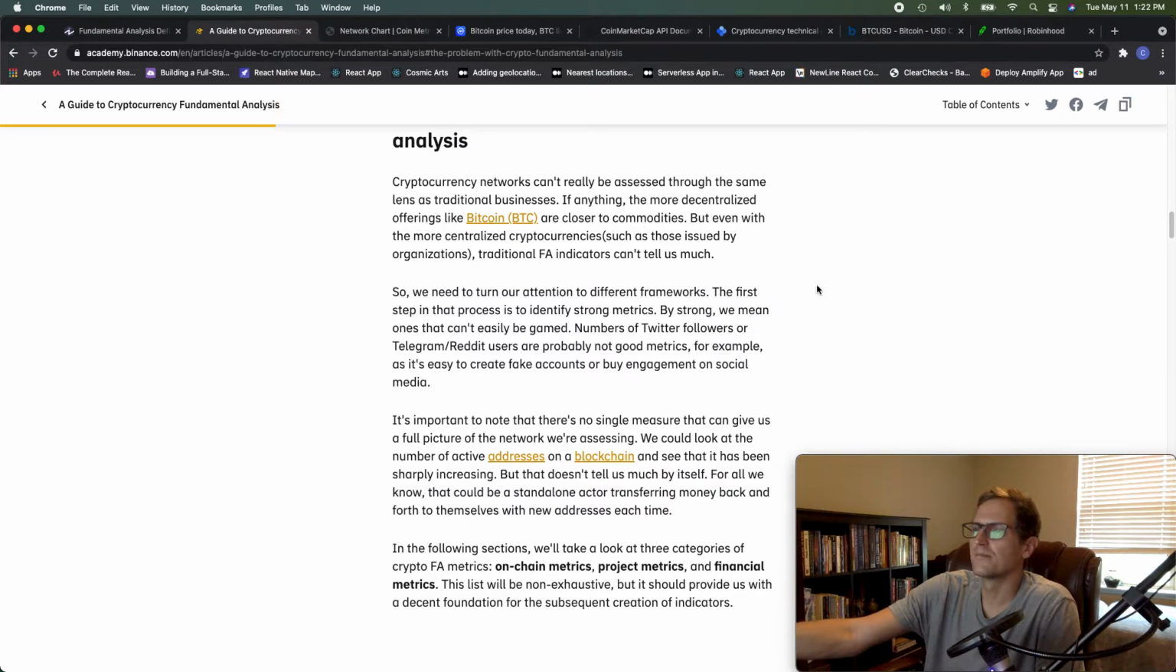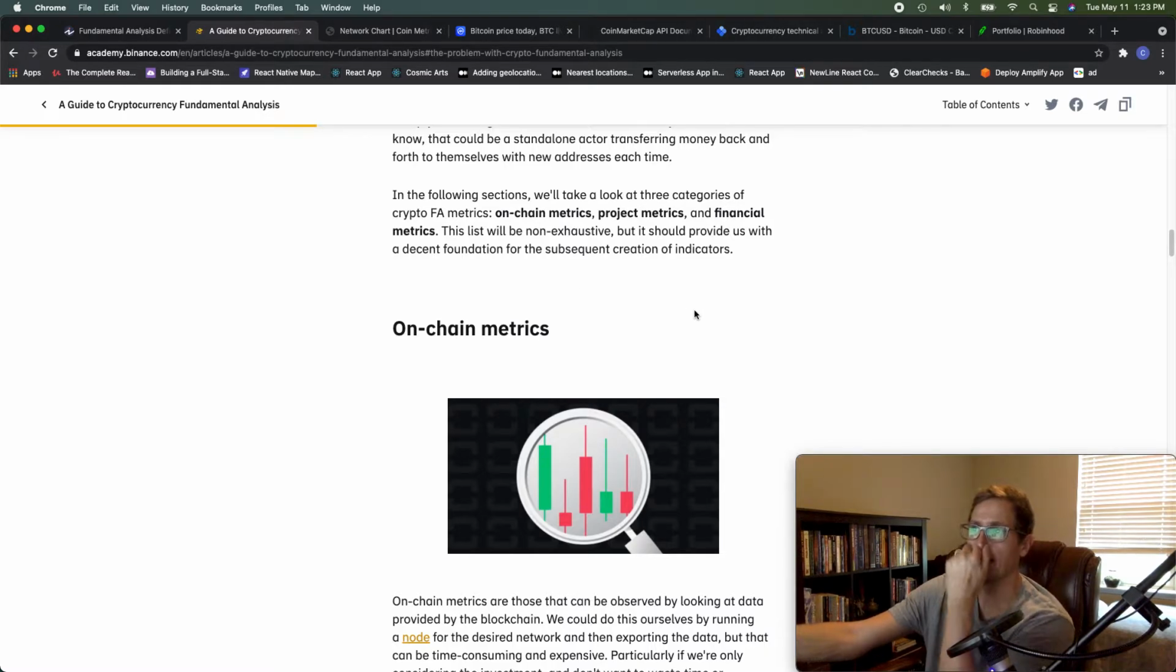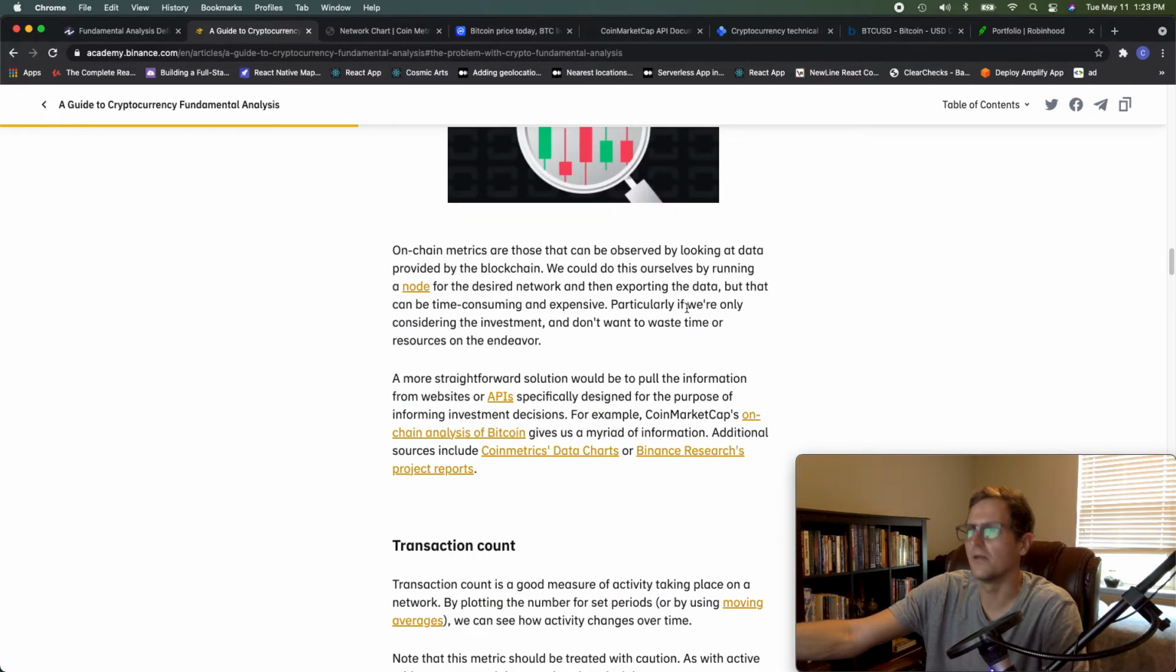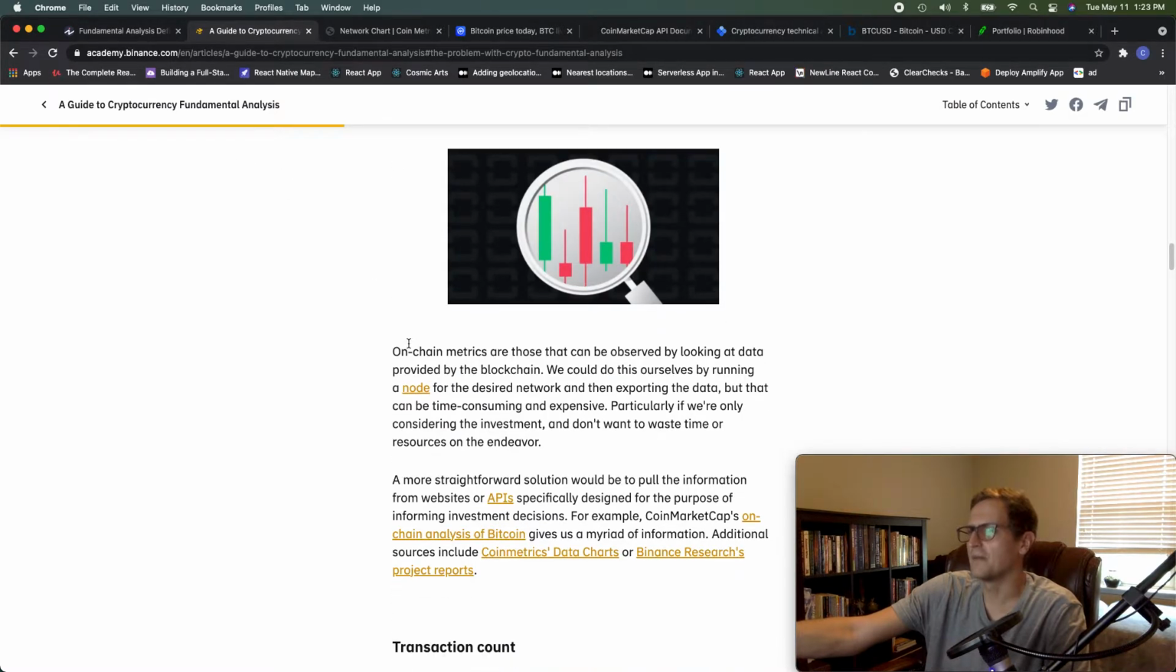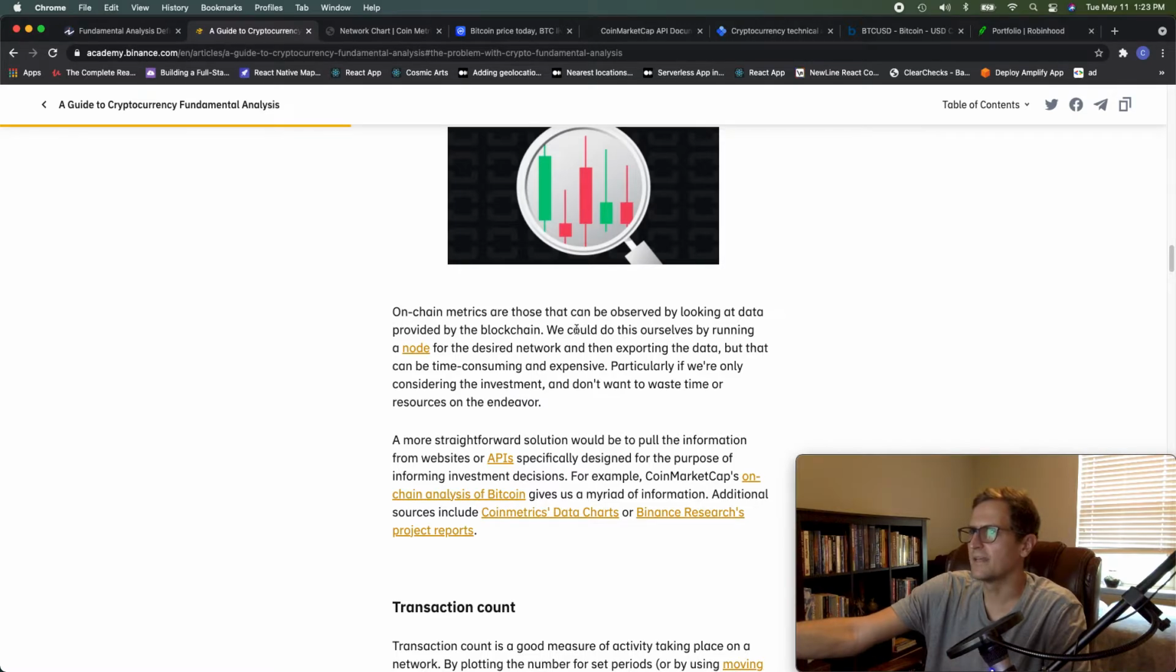Basically, it's saying we need to turn our attention to different frameworks. In this guide to cryptocurrency fundamental analysis, it covers a lot of information on technical analysis, which we'll go over probably in the next video. It's talking about on-chain metrics. On-chain metrics are those that can be observed by looking at data provided by the blockchain. So this is looking at historical data, and basically that's the definition of technical analysis. But again, this is a little off in my opinion. But anyways, we'll take a peek at this.